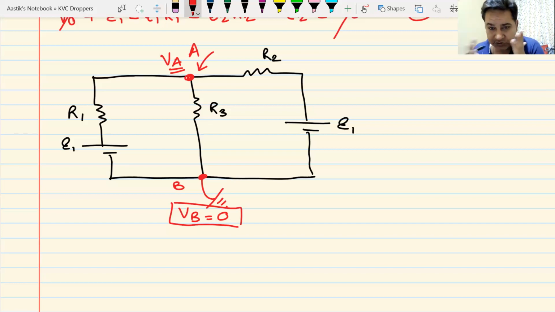Now, without telling you anything, can you tell me what is the value of VA? What is the value of VA? If I can get the value of VA, everything else is known. Sum of the currents equals 0. Hmm? Sum of the currents equals 0. Yes. So what is the value of VA? You have already done that.